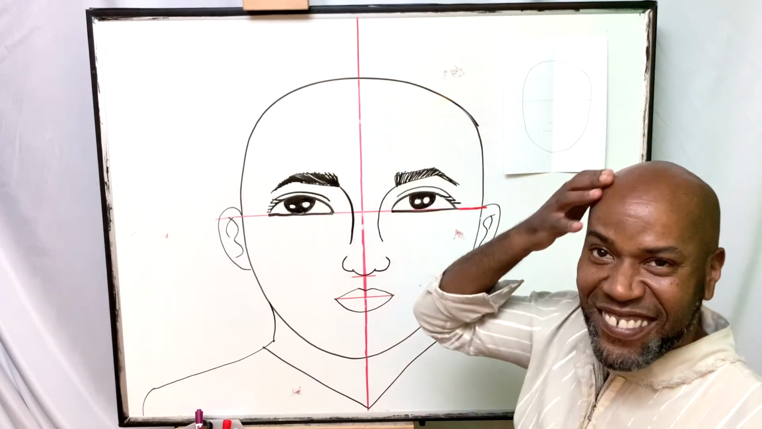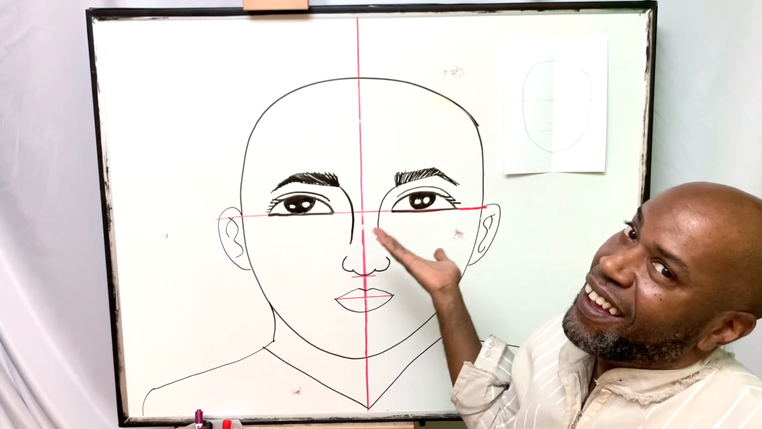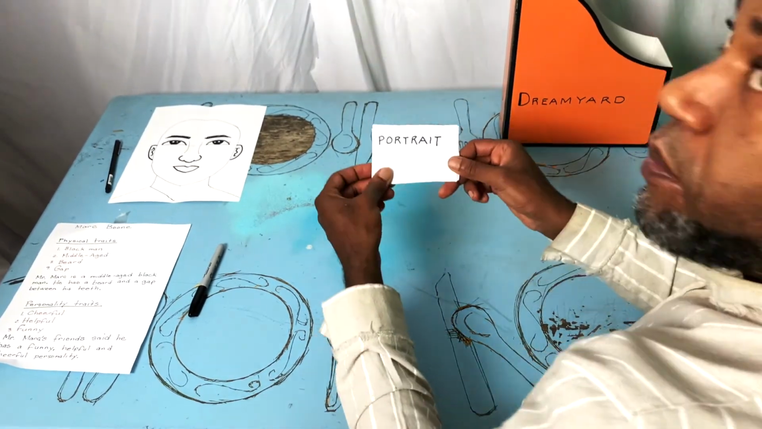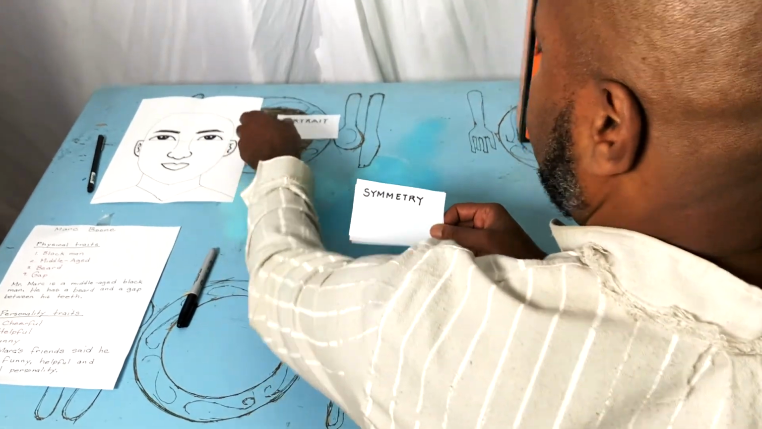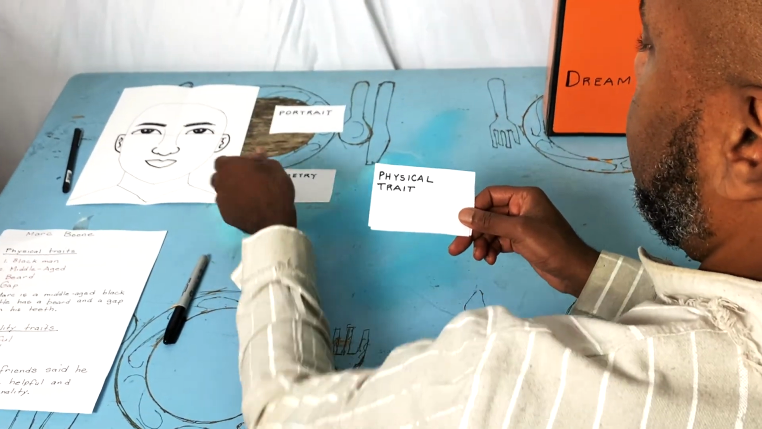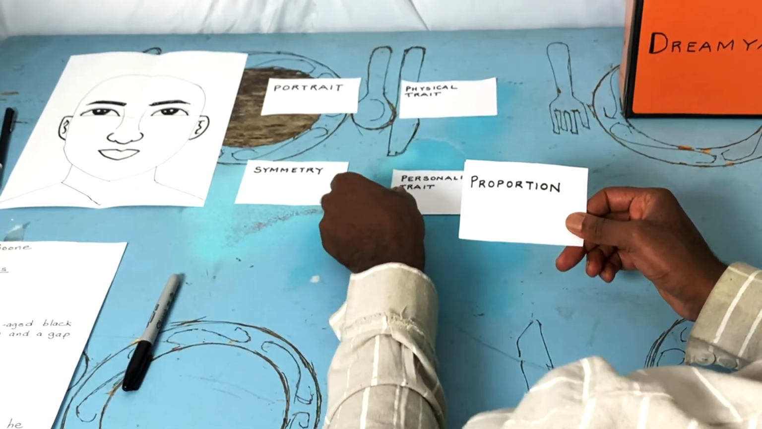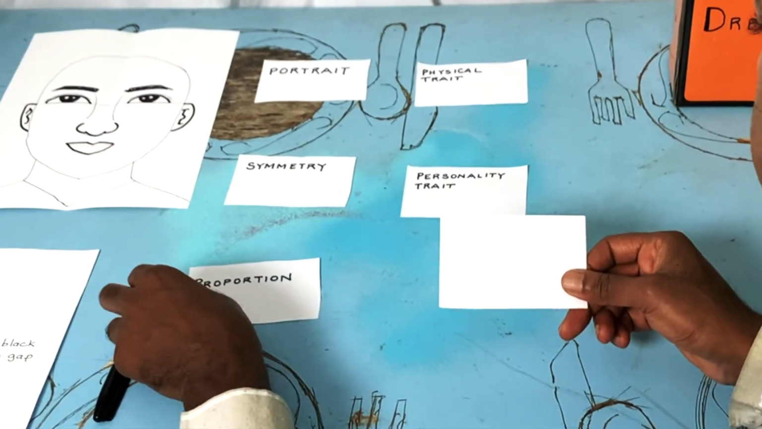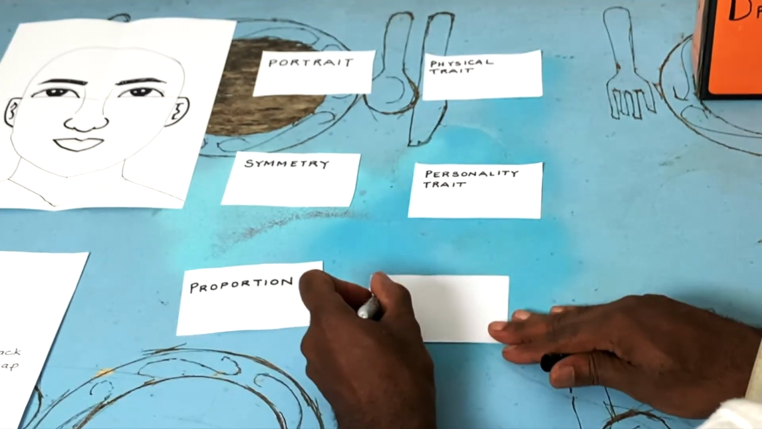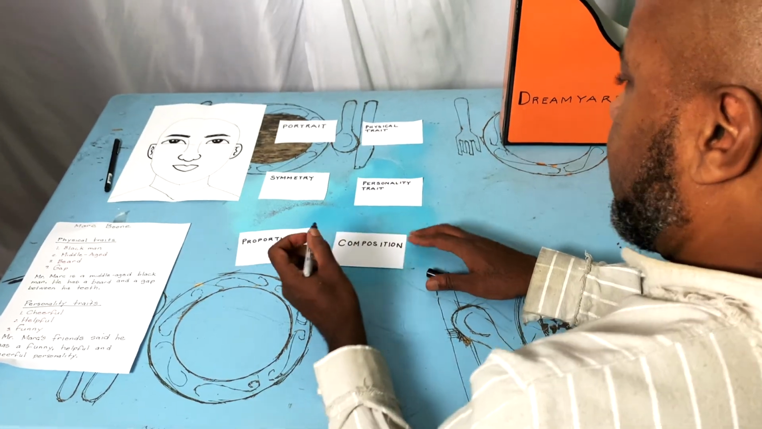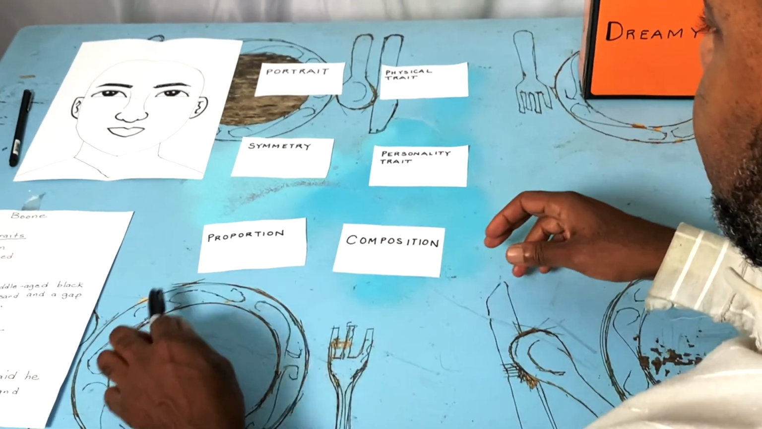If you want to learn some tips on how to draw hair, stay tuned for our next lesson. But for now, let's focus on our vocabulary words. There was portrait, symmetry, physical trait, personality trait. Oh, and I've got two new vocabulary words, proportion and composition. But I'll explain those in our next lesson.